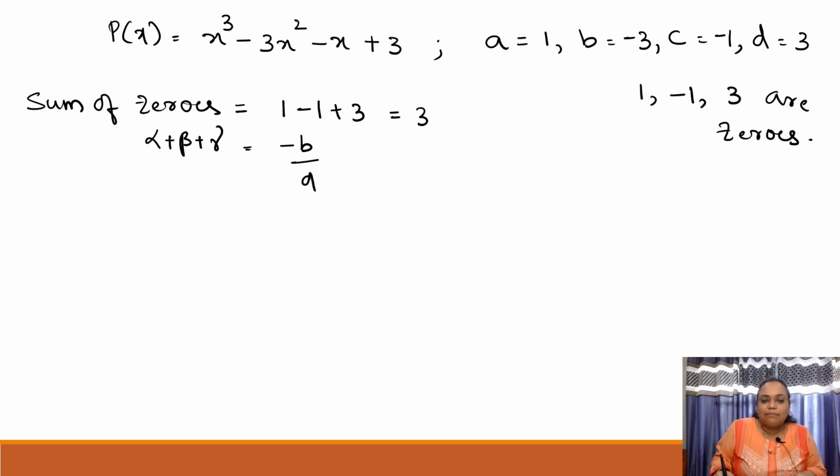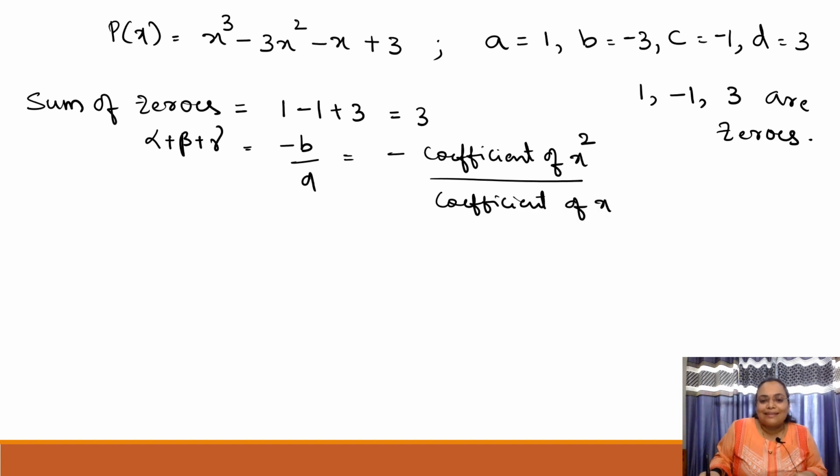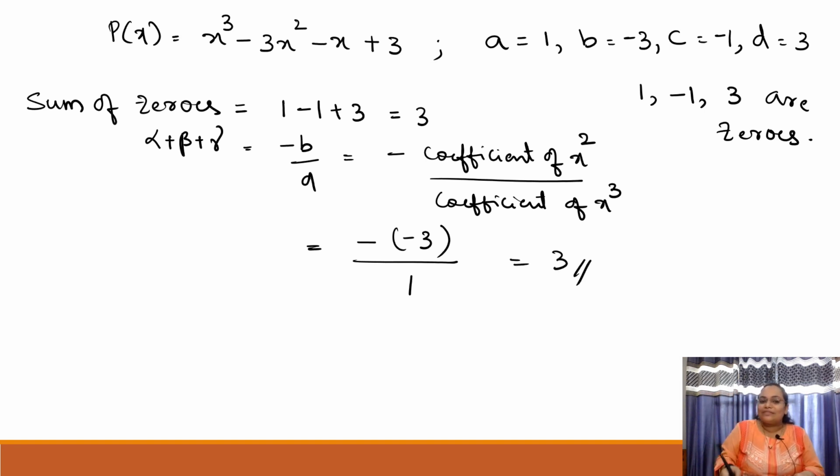What is minus b by a? That is minus coefficient of x square by coefficient of x cube. What is minus b? What is minus coefficient of x square? That is minus of minus 3. Yes, by what is a, which is 1, which is 3 only. So verified, right? The sum of zeros is verified.